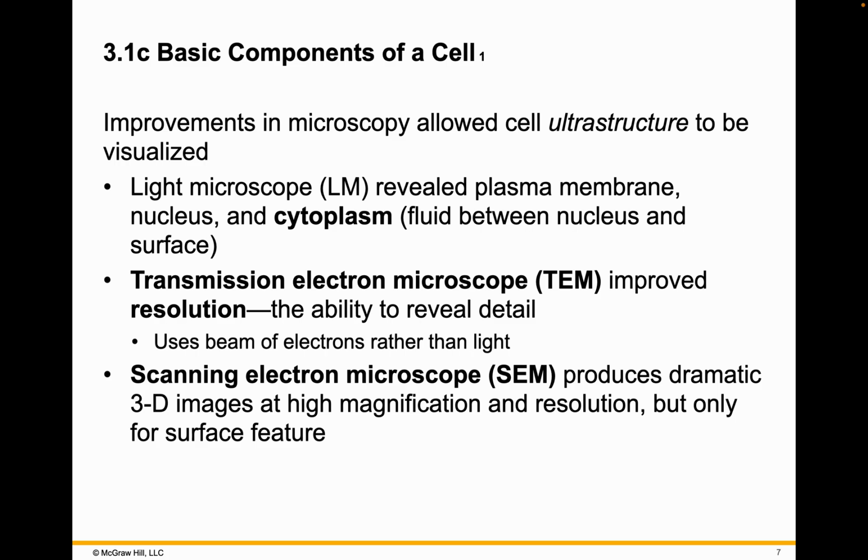Microscopes have improved greatly. We started with a simple light microscope, which allowed the discovery of the cell. They then became compound light microscopes, and we were able to see the plasma membrane, the nucleus, and the cytoplasm. We now have transmission electron microscopes that give us the ability to see details. They're going to use beams of electrons rather than visible light. And scanning electron microscopes also can be used to produce a dramatic 3D image at high magnification and resolution, but only on the surface features.